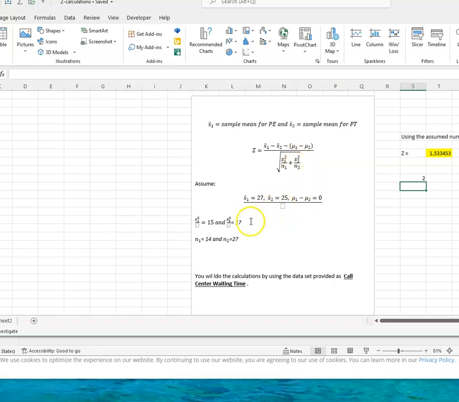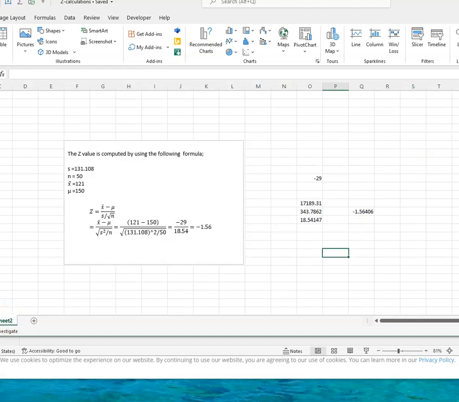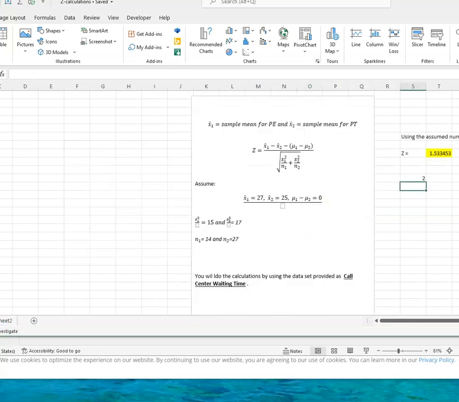In this example, S1 square is given to me as 15. The square is already given. If you have an S, then you have to square it, like we have done in the previous case. You can see that S square, I have to square it first, and then I have to divide by 50, okay? But in this example, S1 square is given already, so you don't need to square it again.